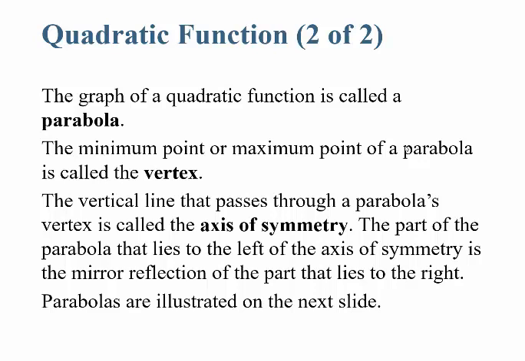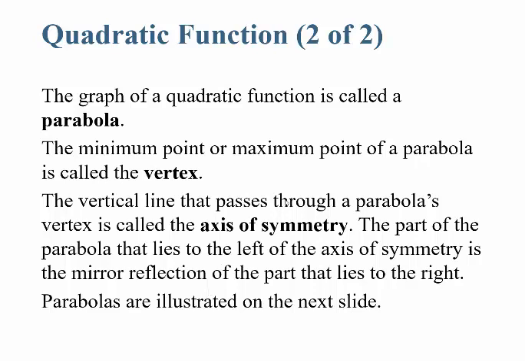I will show you this. And the part of the parabola that lies to the left of the axis of symmetry is a mere reflection of the part that lies to the right. So what that means is you could cut the graph in half down the axis of symmetry, fold them over, and they would be mirror images and they would match. All right, so let me show you what I mean by parabolas, a vertex, and an axis of symmetry on this next slide.